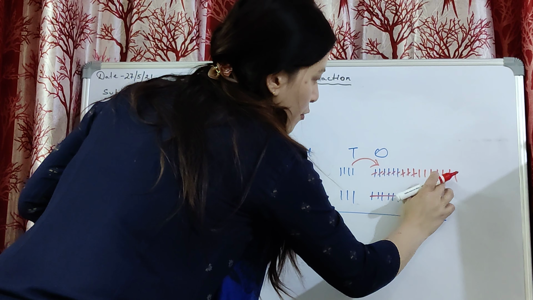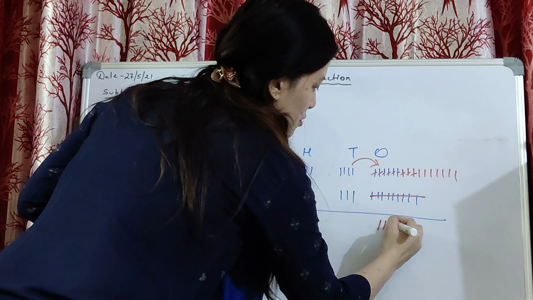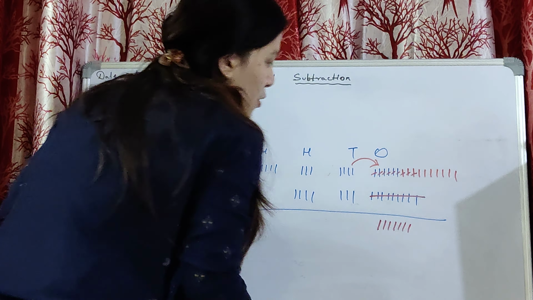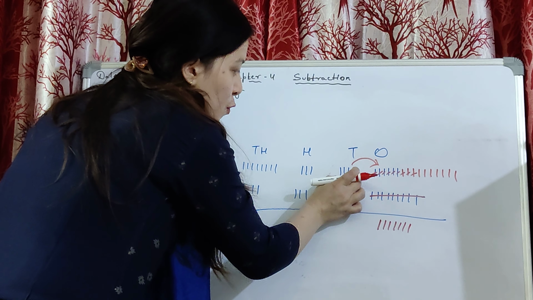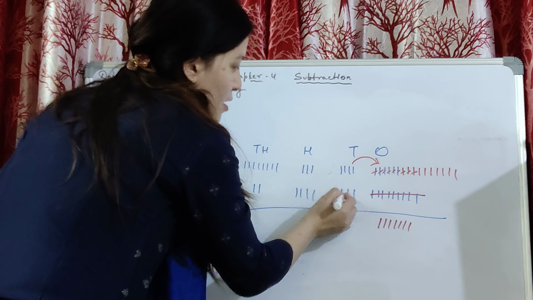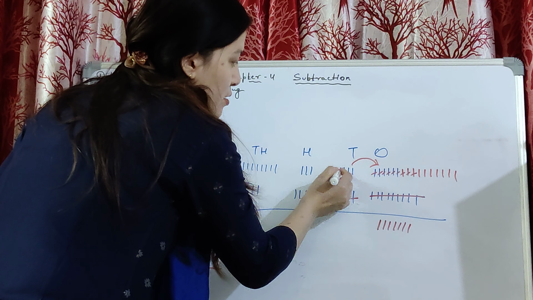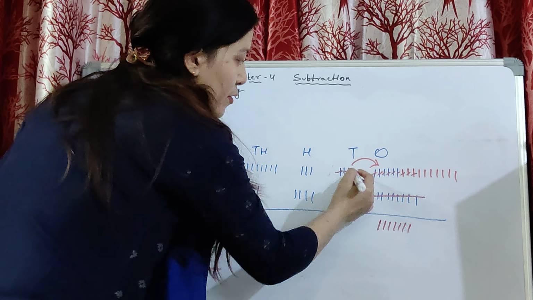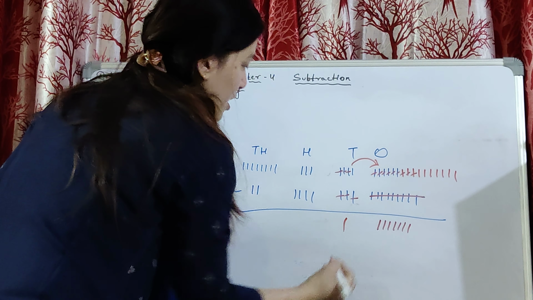1, 2, 3, 4, 5, 6, 7. Okay, so this is 4 and this is 3. Cancel 1, 2, 3 and 1, 2, 3. Okay, subtract. You will be left with how much? 1. एक ही बचा, ठीक है?